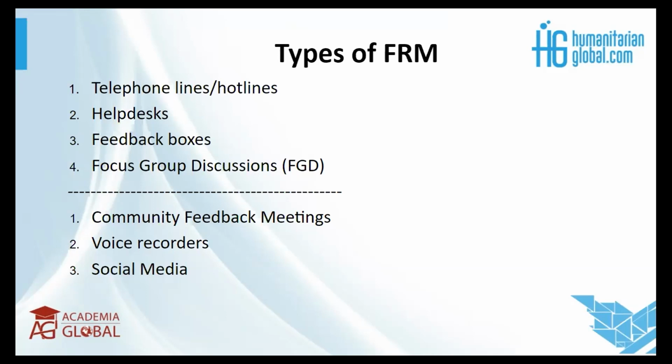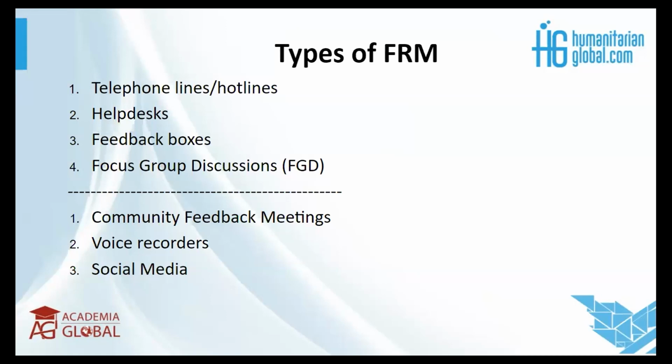So there's the telephone lines, also called hotlines. Sometimes there are help desks, feedback boxes or suggestion boxes. There's the focus group discussions, which we've also highlighted in the data collection webinar, community feedback mechanism meetings, and voice recorders, and social media. So each of these, as you already may understand, are used for different purposes, but here we are talking about how we seek feedback from the community. That is going to be the main focus.